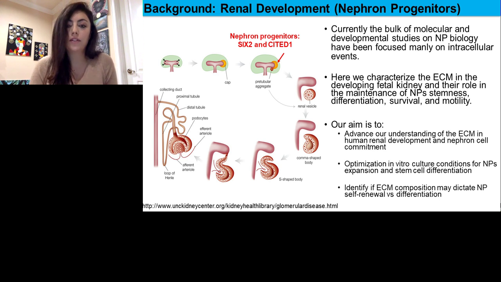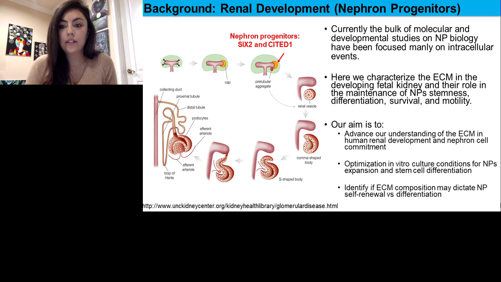And over time, they are induced to differentiate. They make developing structures such as the renal vesicle, comma-shaped, and S-shaped body, and they eventually form the full mature nephron. Most of the studies done on this progenitor population have focused on intracellular events, more molecular studies. What we wanted to do was characterize the extracellular matrix and hope to identify ways that the extracellular matrix might promote their stemness rather than their differentiation, and also their motility and survival.